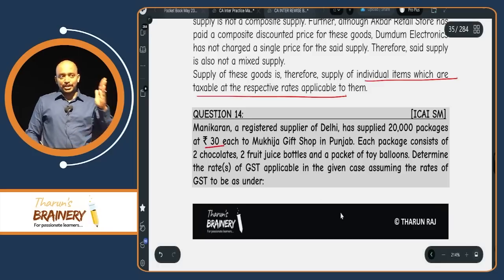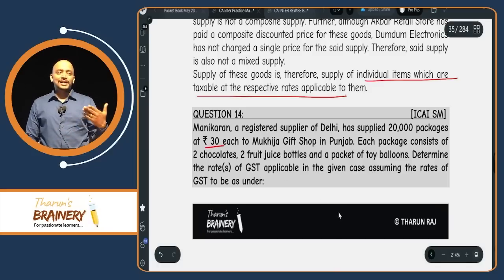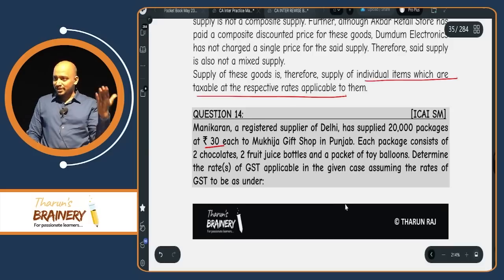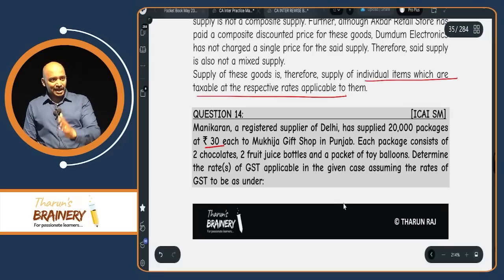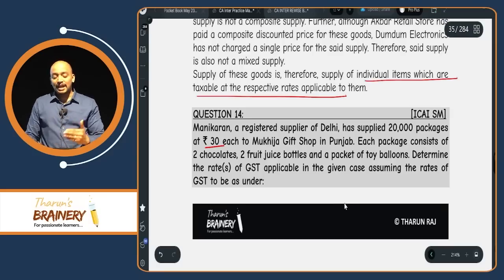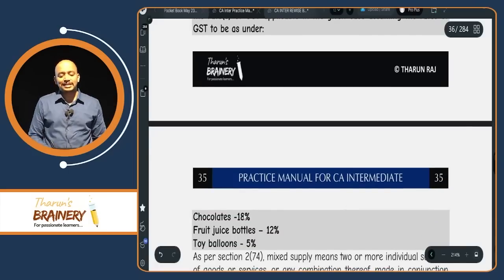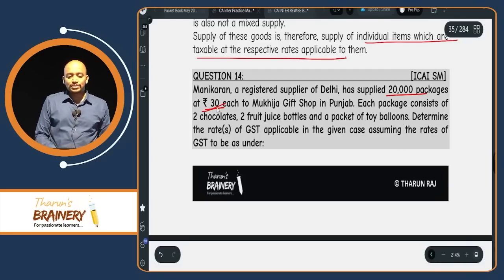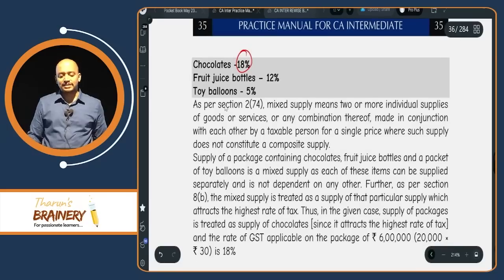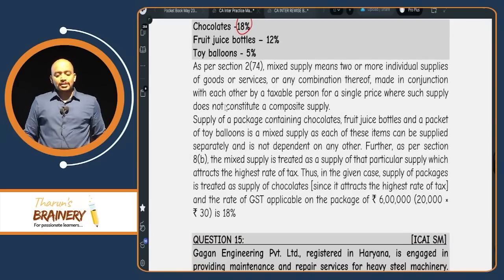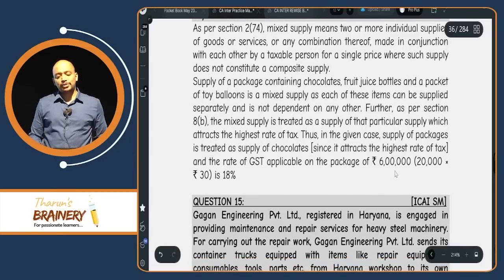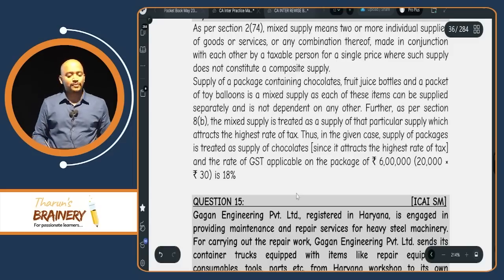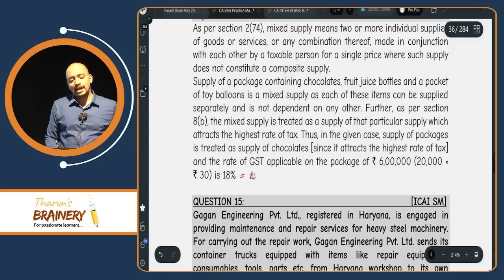Single price. So first we need to write: as these are not naturally bundled in the ordinary course of business, it is not a composite supply, and as there is a single price, it will be treated as a mixed supply, and the highest rate in the given supplies, that is 18%, needs to be applied on the entire transaction. Therefore, GST payable will be 20,000 into 30 rupees into the highest rate of 18%. So how much? GST payable on 6 lakhs at 18%. You can compute and show also. That is 1 lakh 8,000.